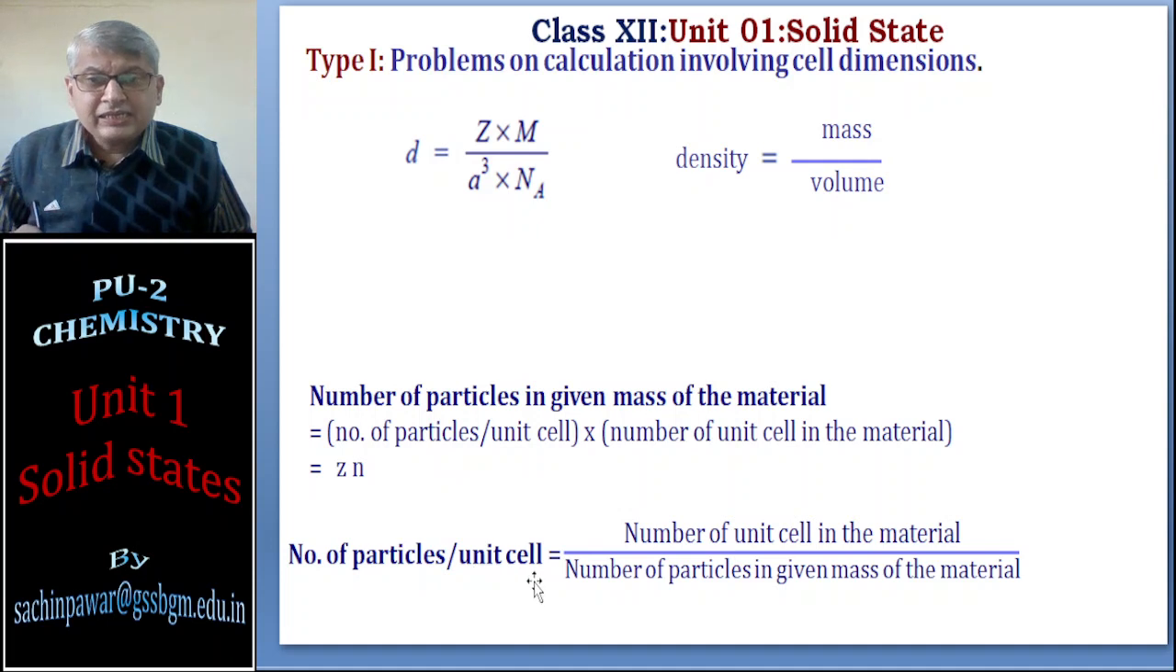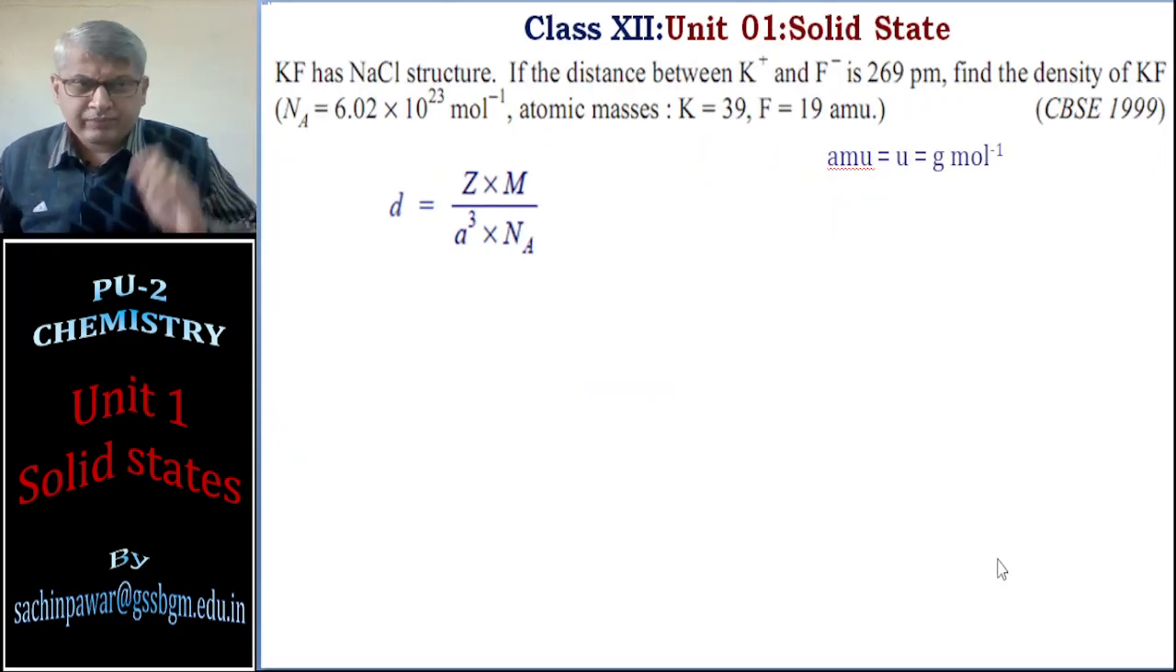Number of particles per unit cell is the number of particles in the given mass of the material upon the number of unit cells in the material. How to use that, when to use that, we shall see when the problem comes. Let's begin today's problem. The first problem.